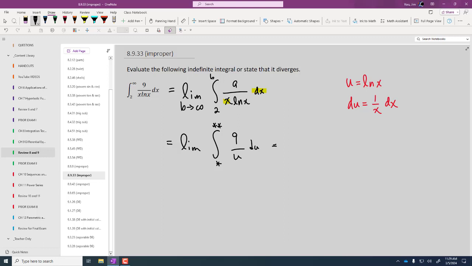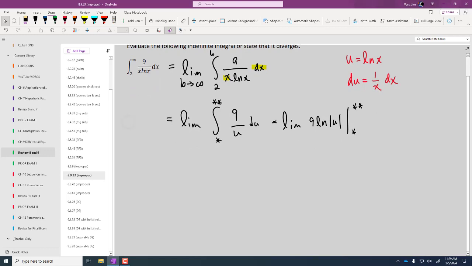If u is natural log of x, it goes in the denominator, the x in the bottom, and the dx in the top becomes du. So then this is going to be 9 natural log absolute value of u. These are placeholder limits until we get back to the x. The limit is still just lingering, waiting to be invoked. So we have 9 natural log absolute value of u, and u is natural log of x.